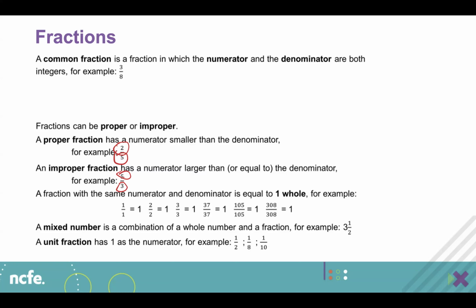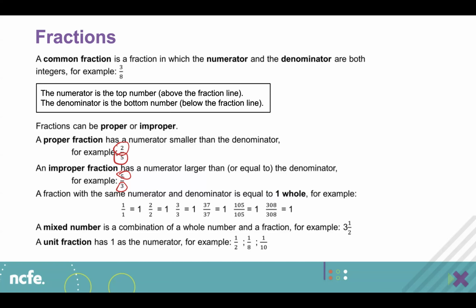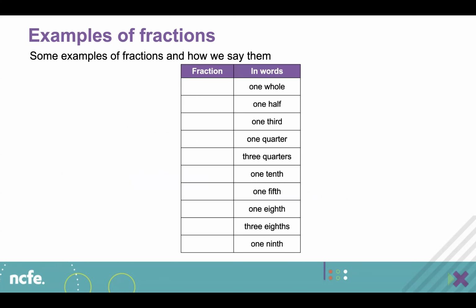A fraction with the same numerator and denominator is equal to 1 whole, for example, 1/1 is 1, 2/2 is 1, 105/105 is 1, and so on. A mixed number is a combination of a whole number and a fraction, for example, 3 and a half. A unit fraction has 1 as the numerator, for example, a half, an eighth, and a tenth. The numerator is the top number and the denominator is the bottom number.